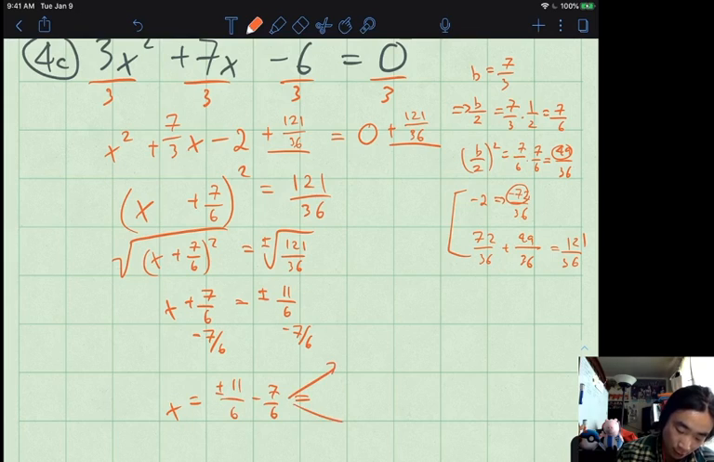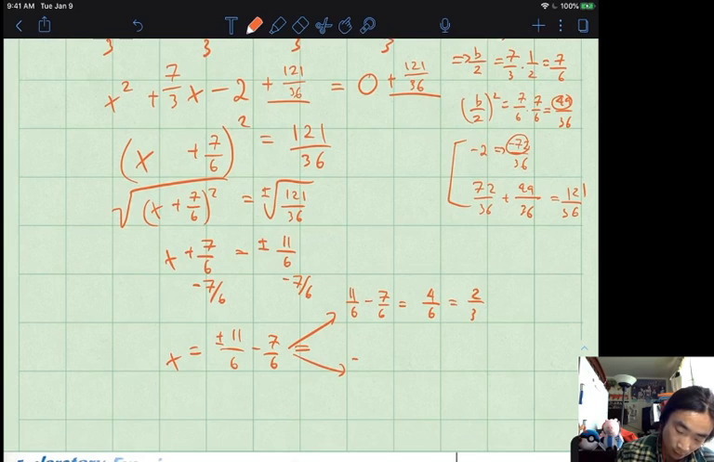So let's start branching. 11 over 6 minus 7 over 6 gives us 4 over 6, 2/3. Negative 11 over 6 minus 7 over 6, negative 18 over 6, negative 3. Ta-dang.